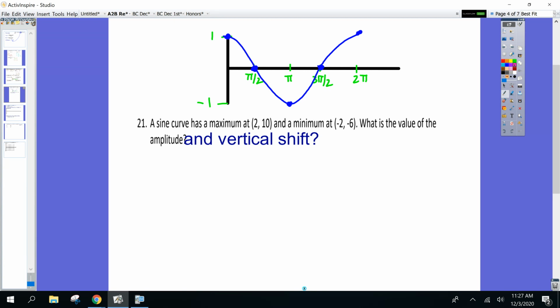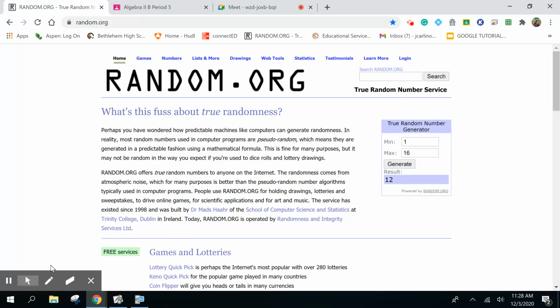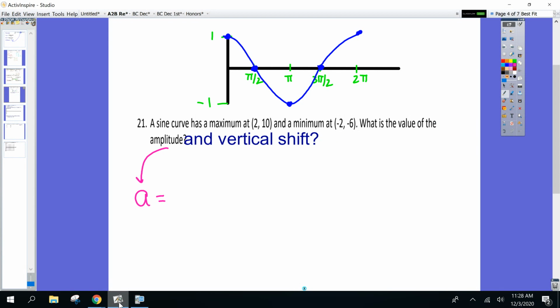All right, if you want to find the amplitude, that's another name for my A value. Isaiah took care of this at the beginning of class. Formula to find the A value. Here we go. Colin, back to you. What's my formula for the A value? Max minus min over 2.